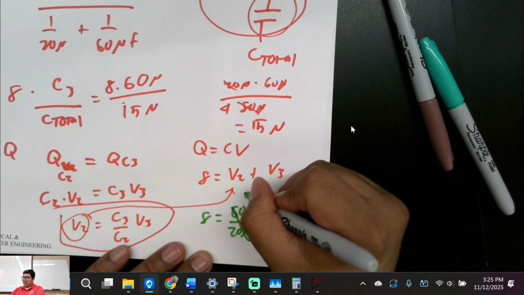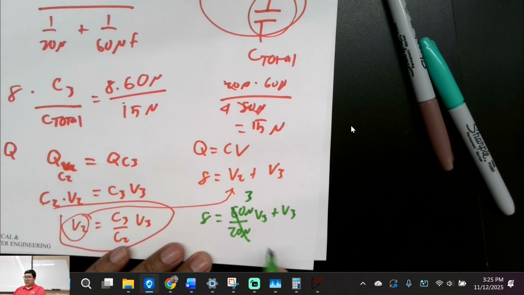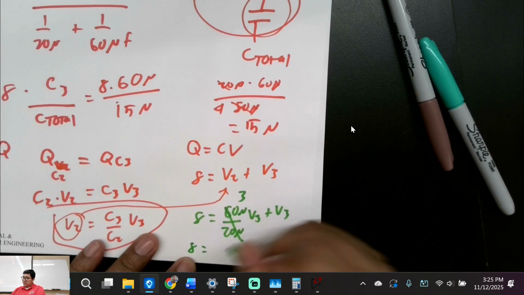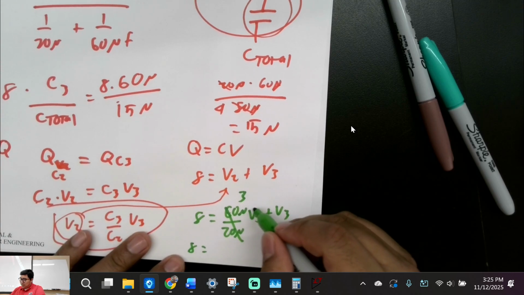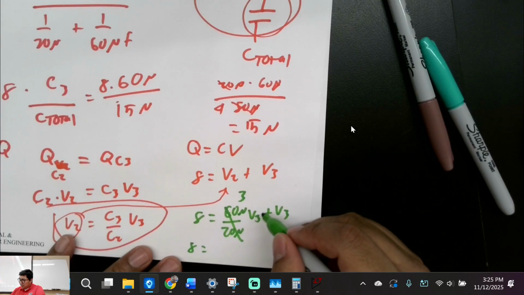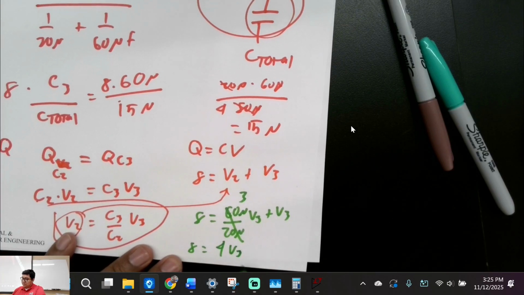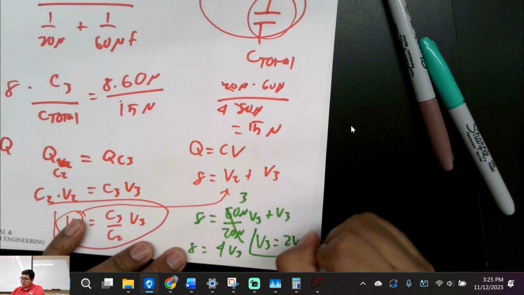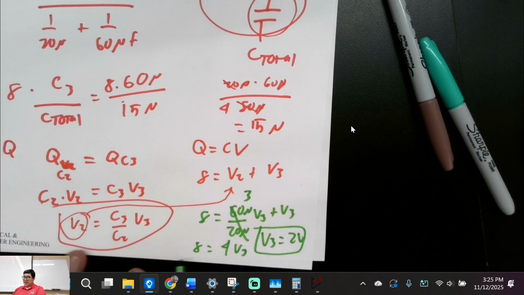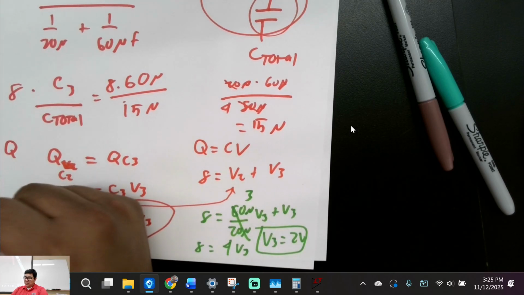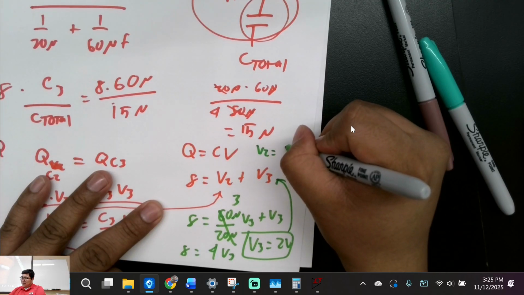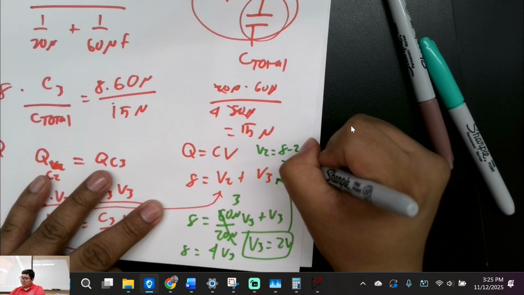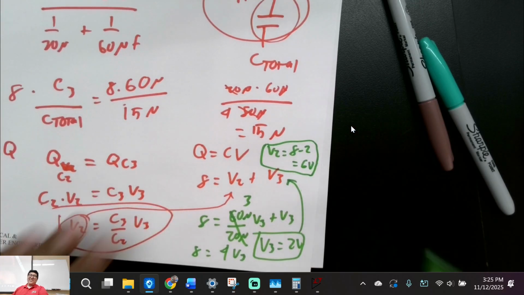So 8 is equal to 60 divided by 20, which is 3, so 3V3 plus V3. I get 4V3, right? V3 is equal to 2 volts. Whew! And now plug this in. Solve for V2, or actually better yet, you can just punch it in right here. V2 is equal to 8 minus 2, which is 6. Woo!